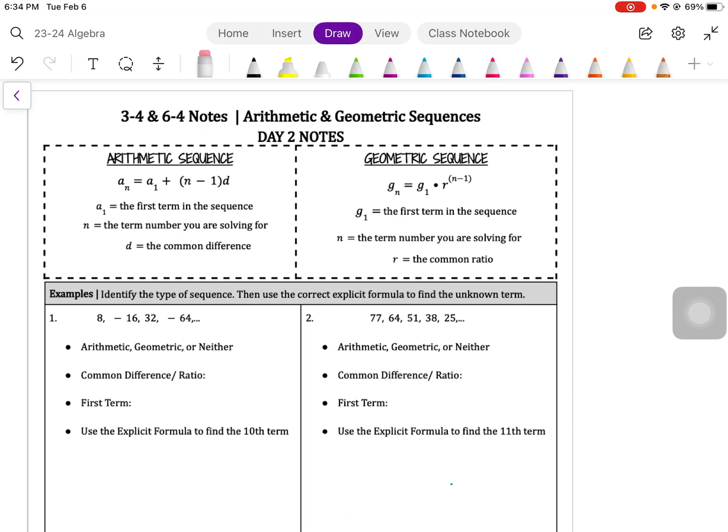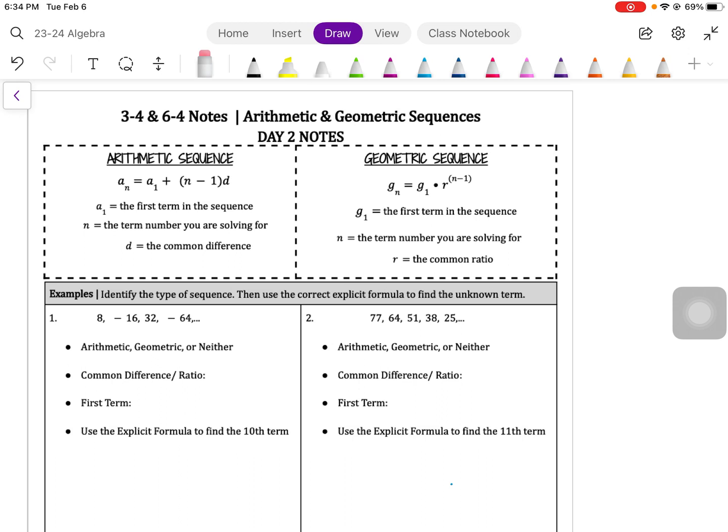So, remember yesterday we talked a lot about how to determine if a sequence was arithmetic or geometric, then how to find the next 3 terms in the sequence using either the common difference or the common ratio.